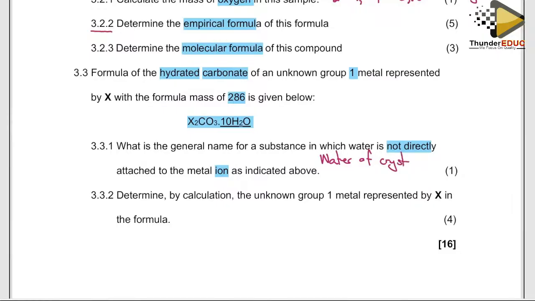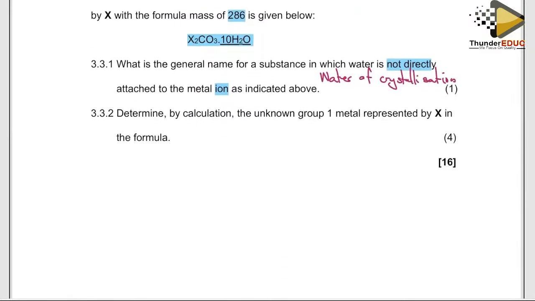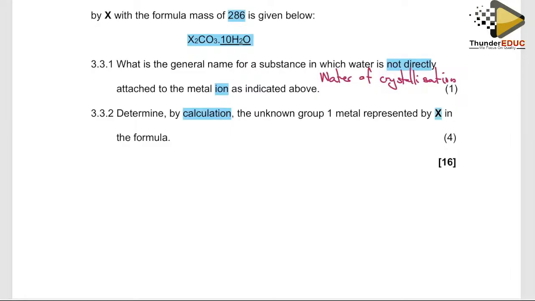Water of crystallization, like that. Okay, so that's the answer that we're looking for. Then after that, we are going to proceed to question 3.3.2, which says determine by calculation the unknown group 1 metal represented by X in the formula. So that's what we are looking for there.